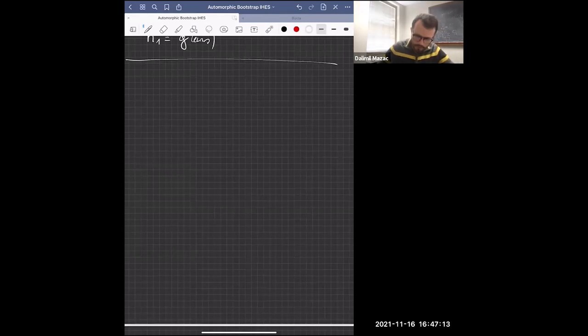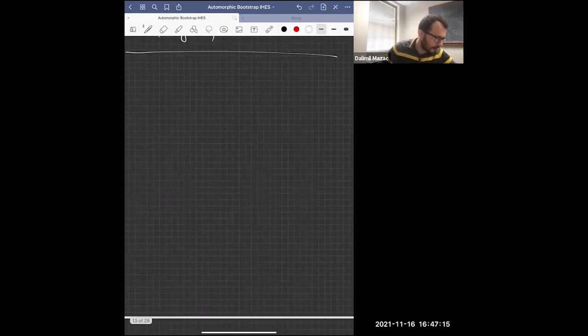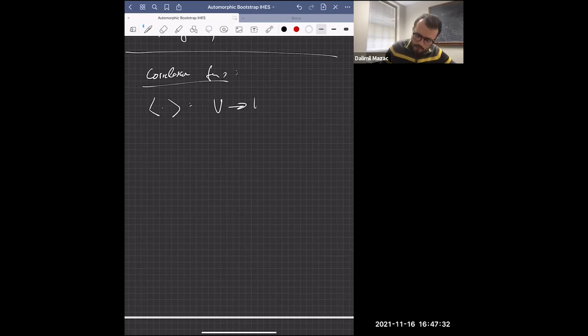Okay, I think I should maybe speed up a little bit. Okay, so now let's define the correlation functions. A correlation function is just the projection from V to the trivial representation.